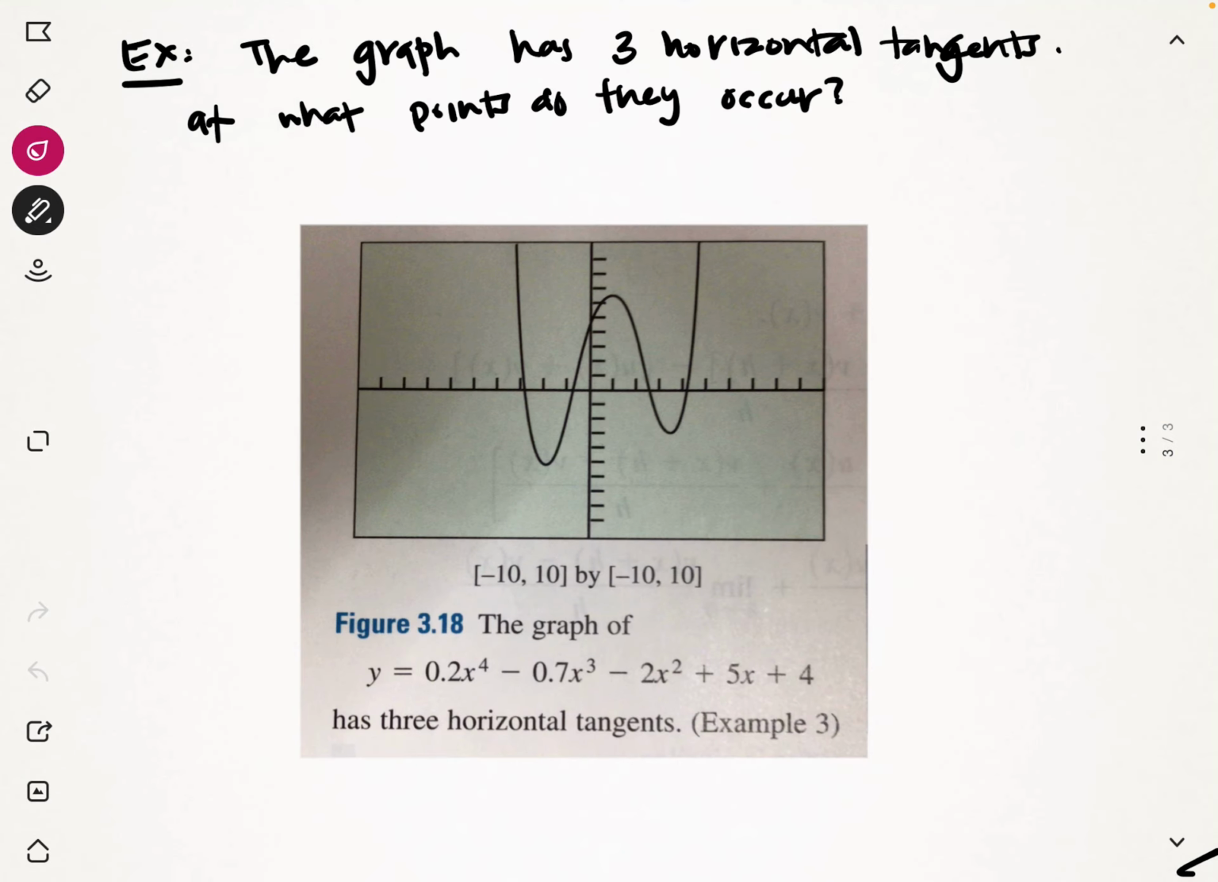All right, the next one says the graph has 3 horizontal tangents. At what points do they occur? So we could treat this the same way, right? We could go ahead and do the derivative, but notice here, the derivative of that thing might not be so good when we start factoring it. So let's use our calculator, and let's do the same thing where we found the mins and maxes.